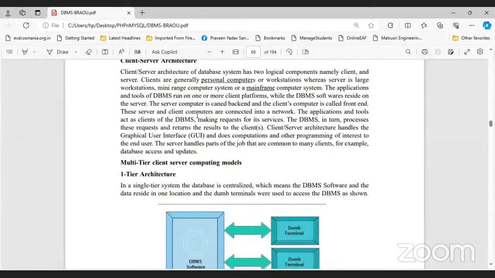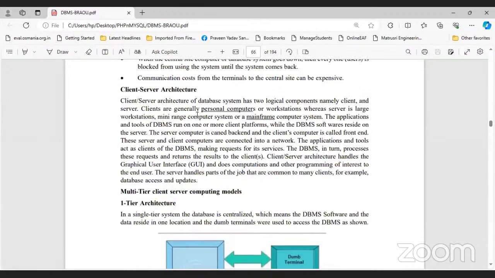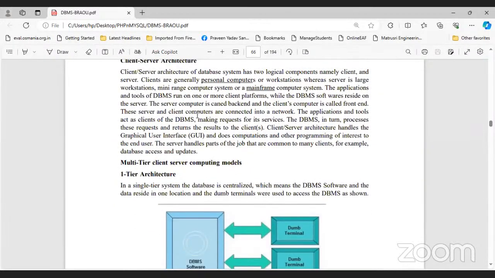Next, we will discuss the client server architecture. What is meant by the client? What is meant by the server? One minute, please wait.